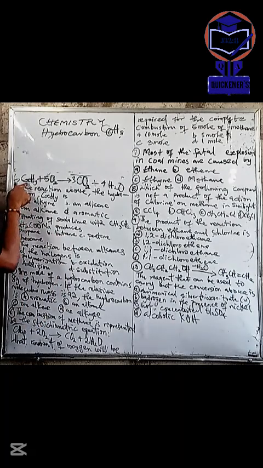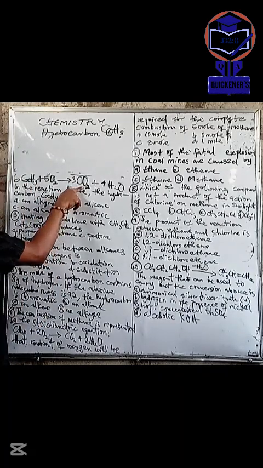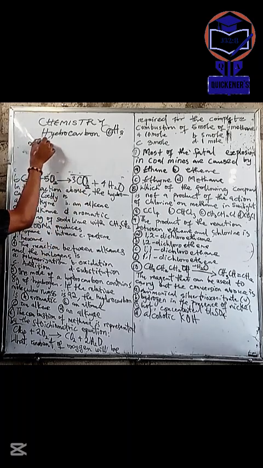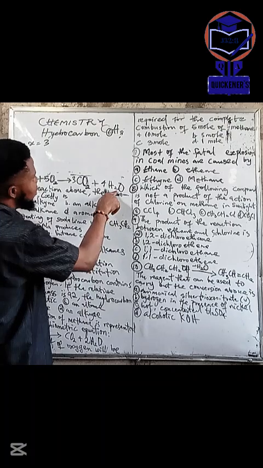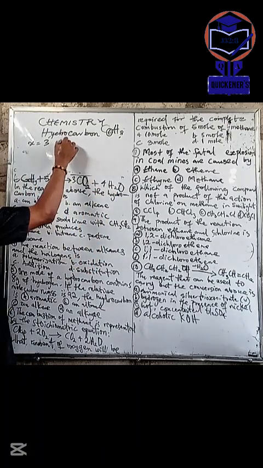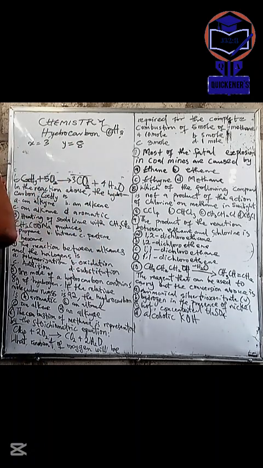So, how many carbon is here? x. How many carbon is here? 3, right? So our carbon, x, is 3. How many hydrogen is here? y. And how many hydrogen is here? 4 times 2. So y is what? 8. Can you see that?